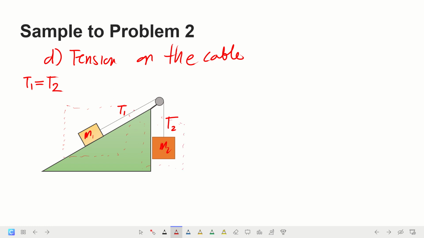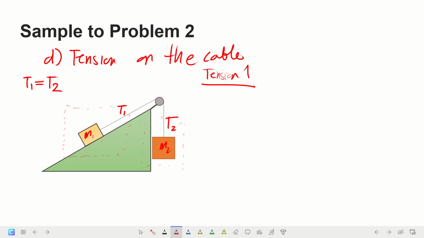When we solve for the value of tension 1, it is equal to tension number 2. But to prove that they are equal, let us show the solution for both tension 1 and tension 2. So let us start with mass number 1. Solving for tension 1.